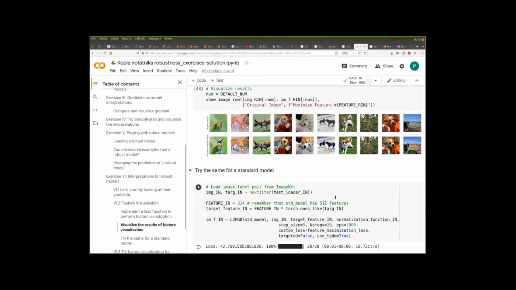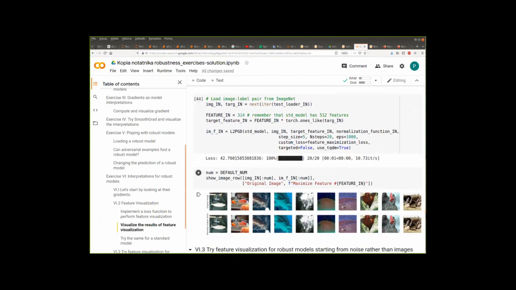And if you run it for the standard model, what actually happens? Ta-da! Here we very strongly maximize this particular feature number 314 in the standard model, and we can see nothing, because feature number 314 in a standard model is probably one of these non-robust features which are preferred in standard training. So we cannot actually see the difference, which also says that these models are maybe harder to interpret. As Oleg said in the lecture, it doesn't mean that these models are bad. They are maybe using features which are really hard for human beings to understand.